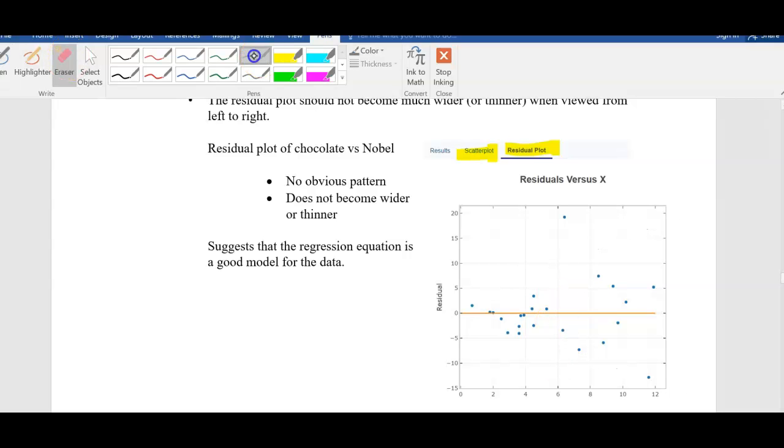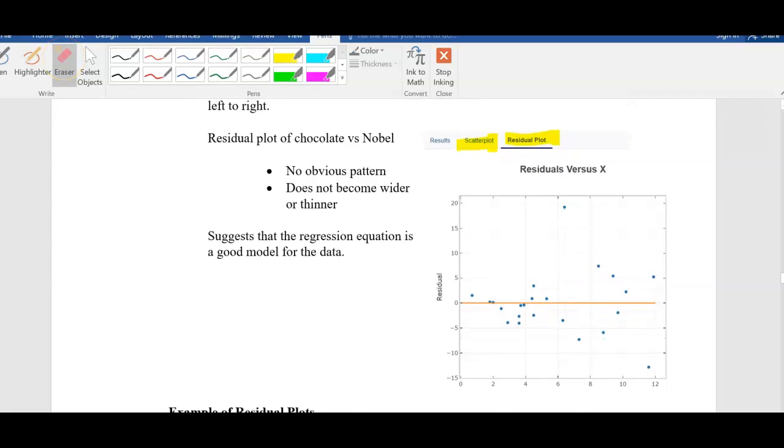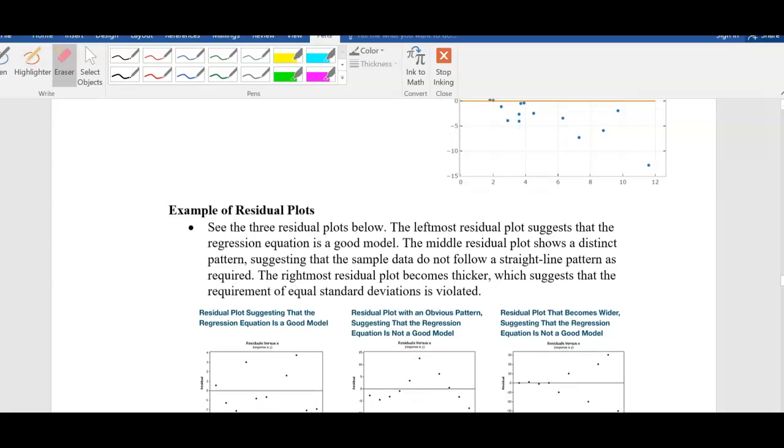The other thing it cannot do is go the other direction. So your dots can't form a funnel, in other words, in either way. If there's a pattern or if there's a funnel in either direction, we cannot use this. It is not good. It's called your residual plot, another way of visually looking at your graph.